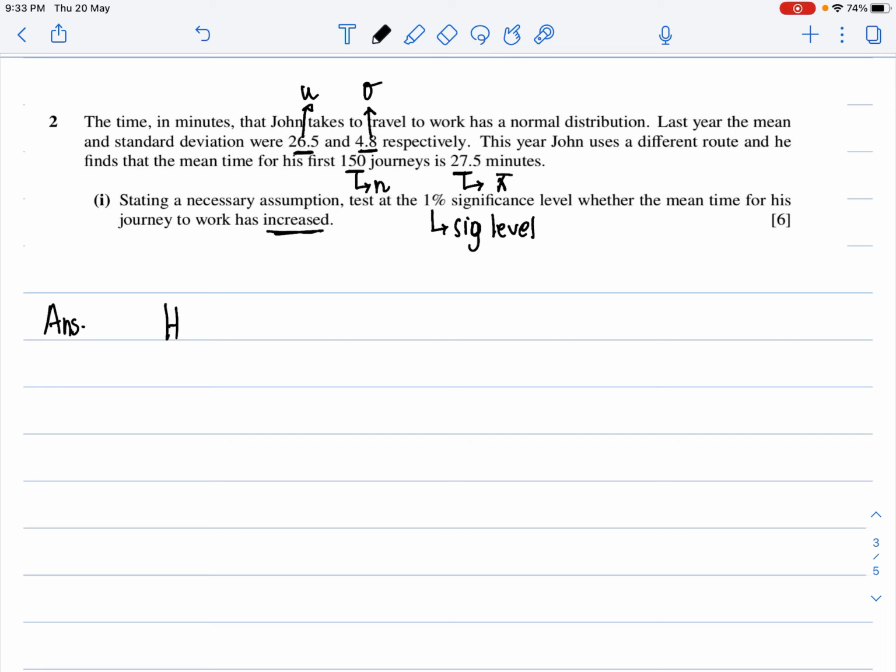So I can state the null hypothesis, which is the first claim, that my mean is equal to 26.5. My alternative hypothesis will be the rival claim for what I'm testing for. He's testing for whether the work or the journey time has increased. So the mean has increased.